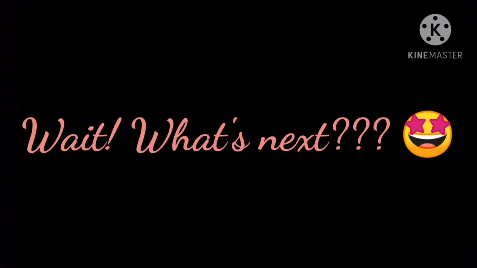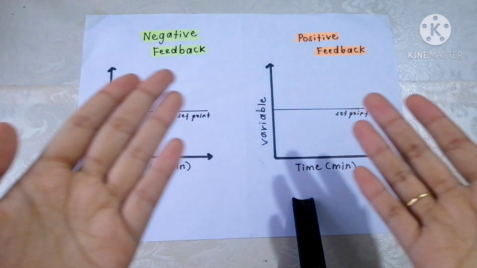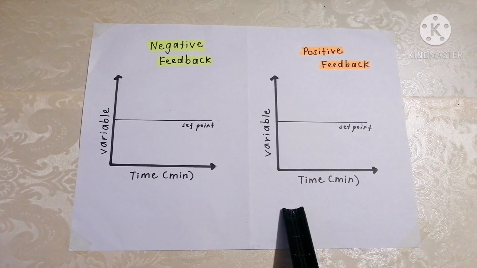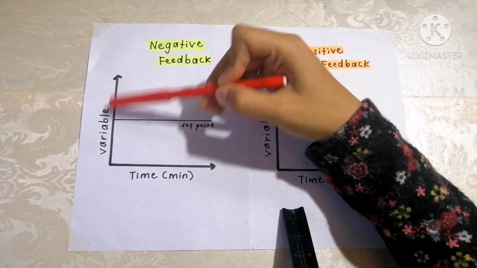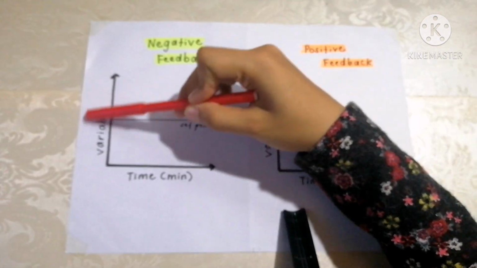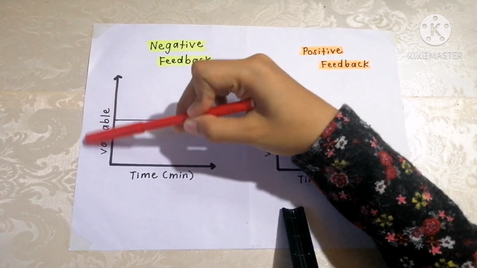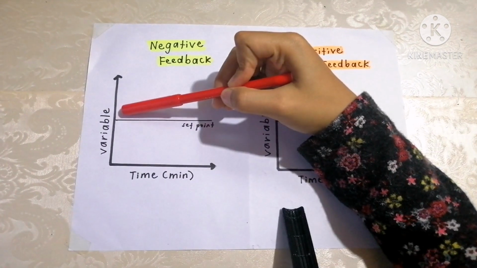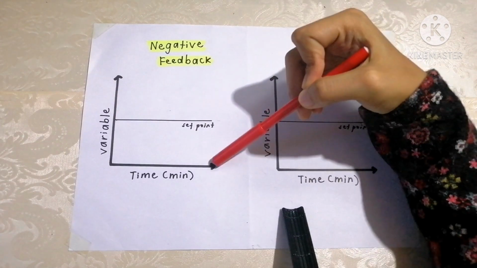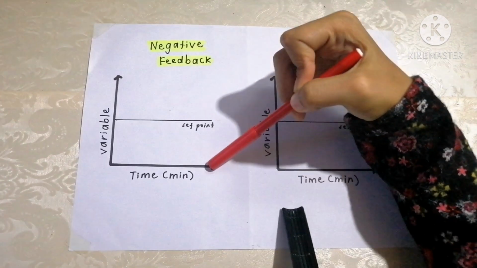After that, in order for you to have a better understanding of these two feedbacks, I will show you an example of graphs on how negative and positive feedback work. As you can see, we have y-axis, x-axis and set point. Y-axis indicates the variables. This variable can be any changes that take place in our internal environment, such as the changes of body temperature, heart rate, and the concentration of glucose in our blood. For x-axis, it indicates time per minute.